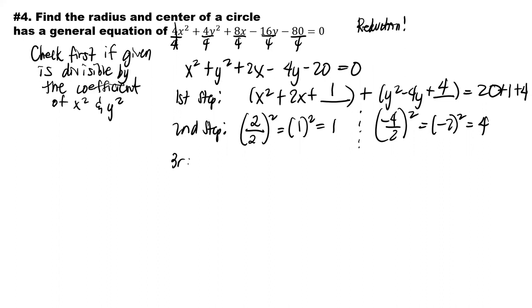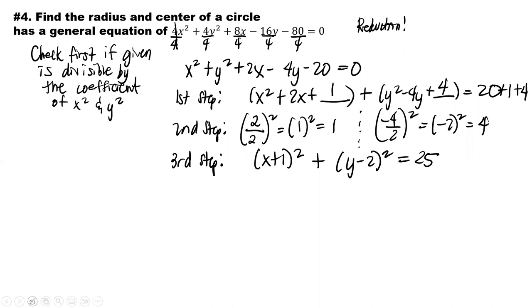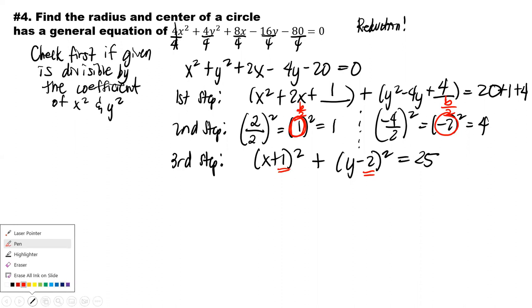So third step. Let's do the factoring method. So it will be x plus 1 squared plus y minus 2 squared is equal to 25. So maybe some are still having difficulty with factoring, no? Where do we get these values? Just remember, it comes from here, b over 2. Here also, b over 2. Okay?